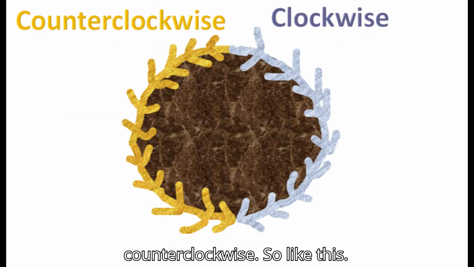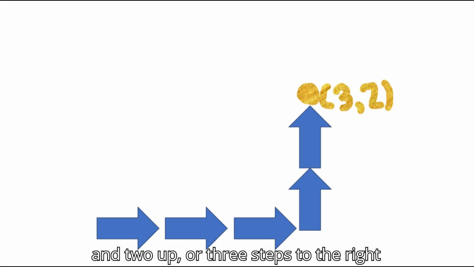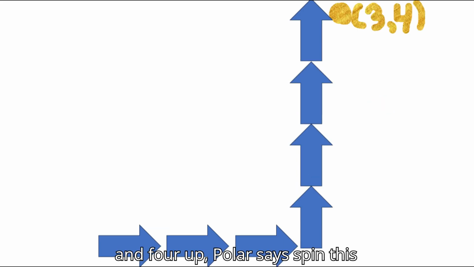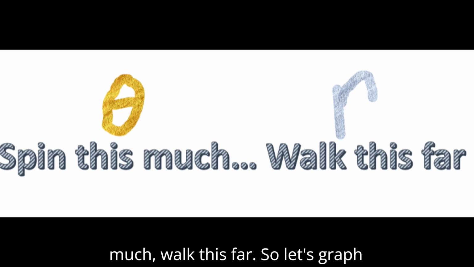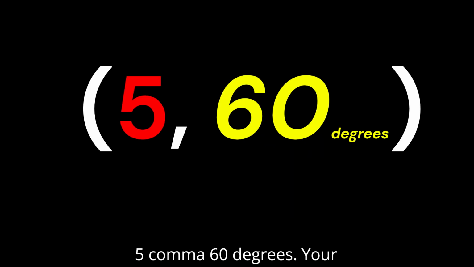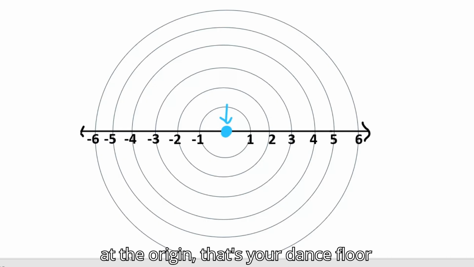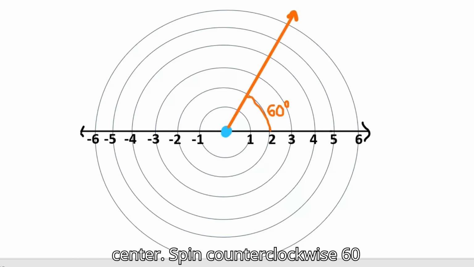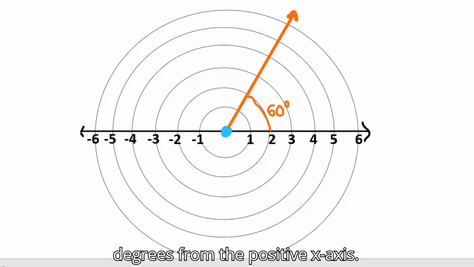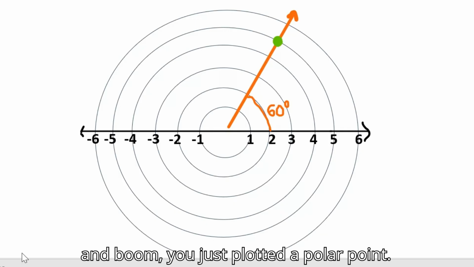So, like this. So instead of go 3 steps to the right and 4 up, Polar says spin this much, walk this far. So let's graph 5 comma 60 degrees. Your radius is 5, and your theta is 60 degrees. So you start at the origin, that's your dance floor center, spin counterclockwise 60 degrees from the positive x-axis, walk 5 units forward in that direction, and boom, you just plotted a polar point.